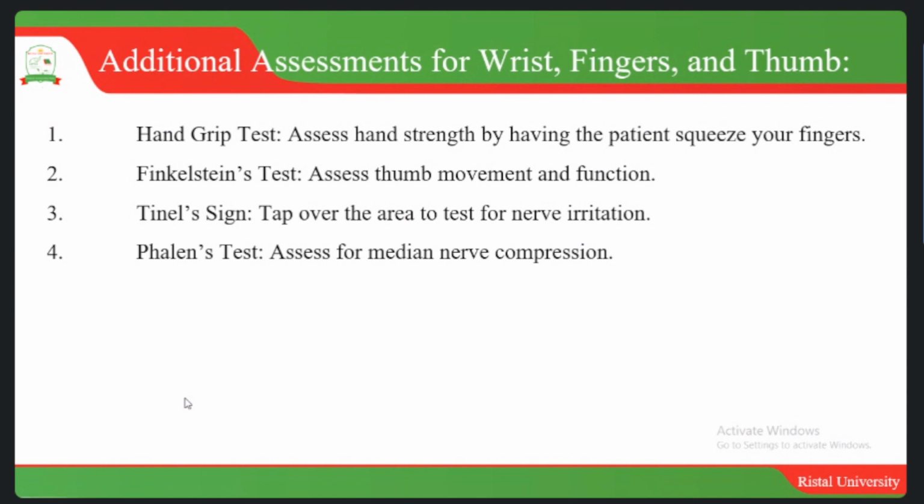Then Finkelstein's test, that one also assesses the thumb movement and function. Basically you have to look at the previous slide. Is your thumb able to move, and is it functioning by touching these others, and so forth.